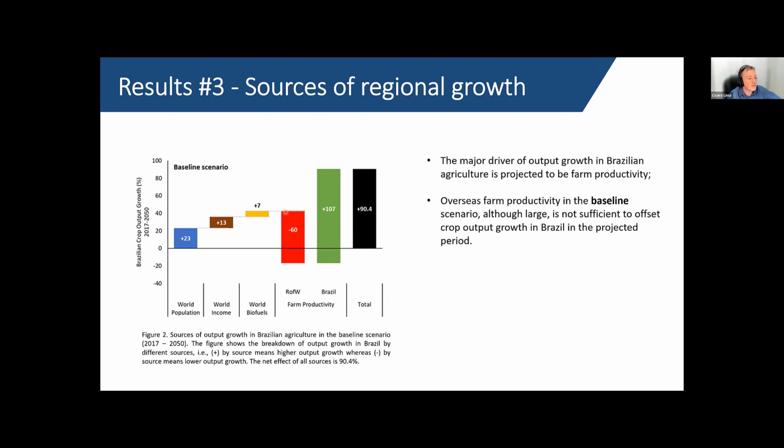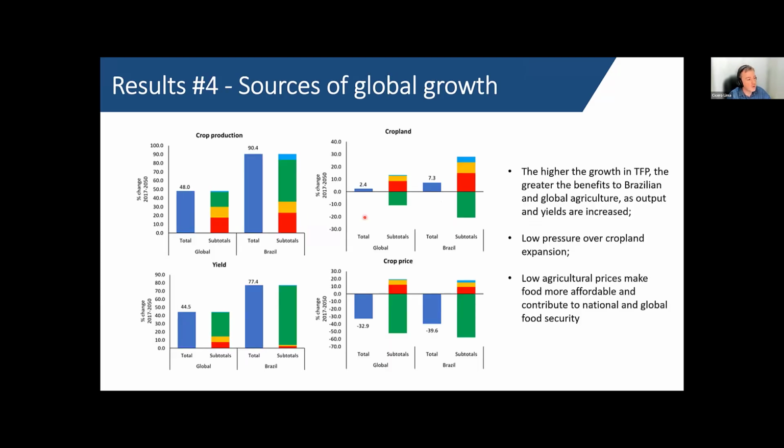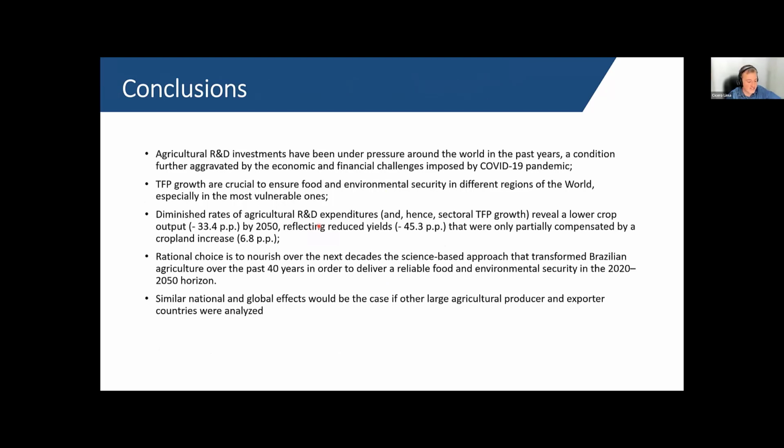However, this offset is compensated by the farm productivity in Brazil that has increased. We are projecting a huge increase in this period. So in the end, we are expecting a 90% change by mid-century. And also we can decompose this, and yeah, just 10 seconds.